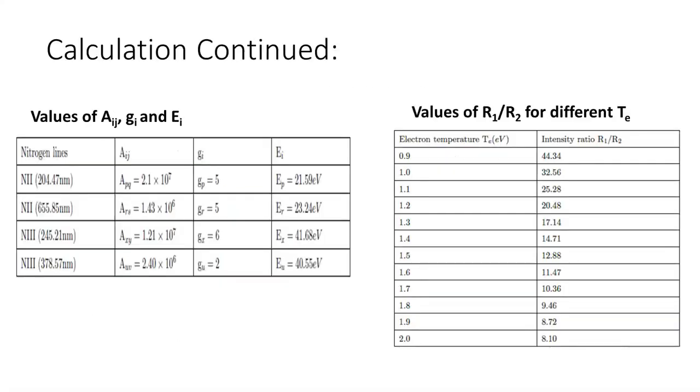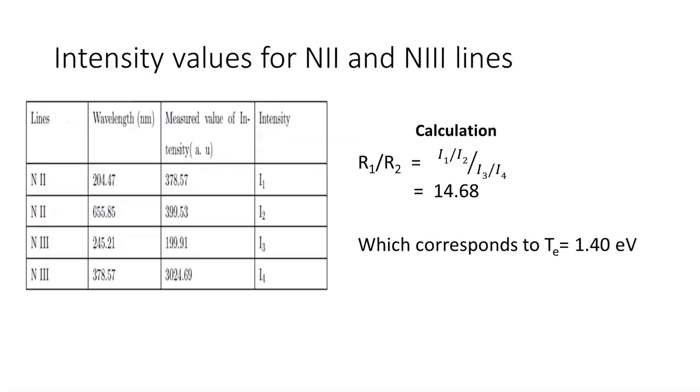And here are the values of Aij, Gi, and Ei, and by substituting these values in the above equations, we obtain an intensity ratio of 44.34 by taking an electron temperature of 0.9 electron volt. Similarly, the other values of Te and their corresponding intensity ratios are listed in the given table.